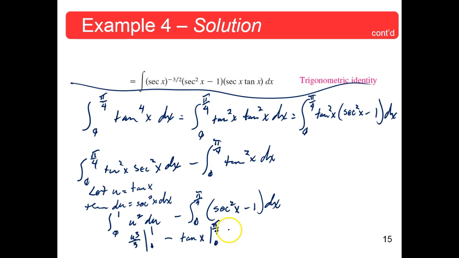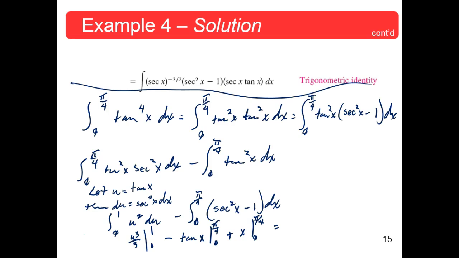Okay? And here we have a minus and another minus, so that's going to be a plus. And then we have the antiderivative of 1 dx. So we've done this one, let's do that one now. Antiderivative of minus 1 dx. x, all right. That would be x, evaluated from 0 to pi fourths.